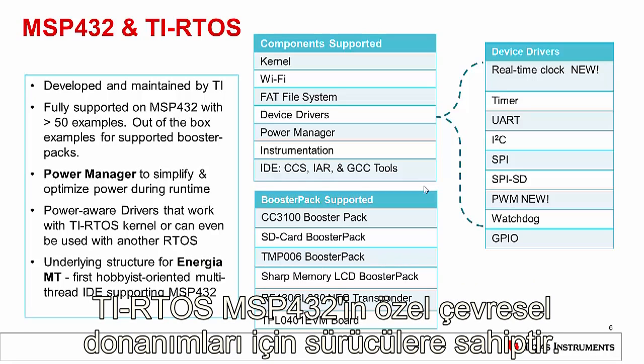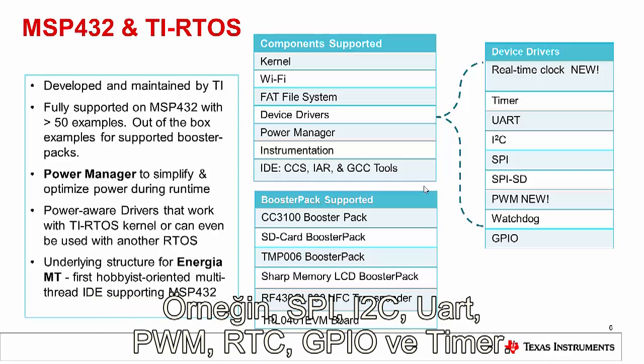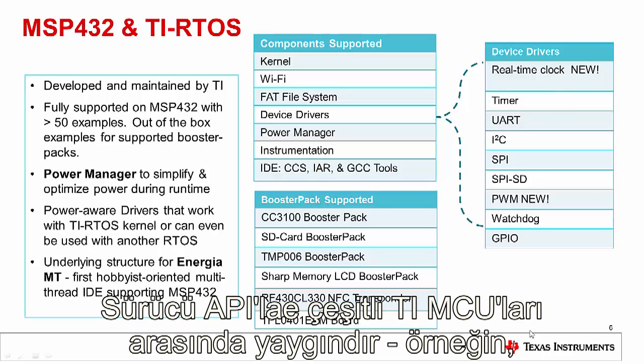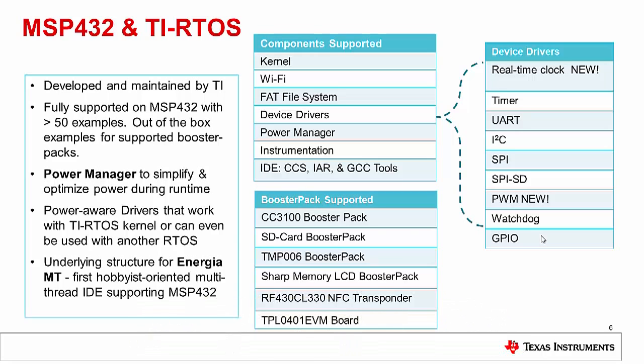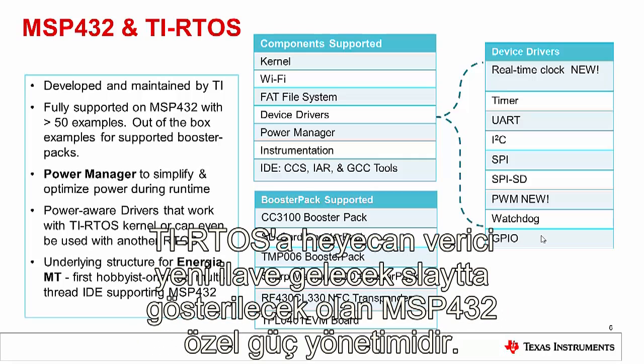TI-RTOS has drivers for various MSP432 specific peripherals such as SPI, I2C, UART, PWM, RTC, GPIO and timer. The driver APIs are common across various TI MCUs. For example, the same API can be used on an MSP432, C2000 as well as a CC26XX device. The exciting new addition to TI-RTOS is the Power Manager, which we will cover in detail in the next slide.